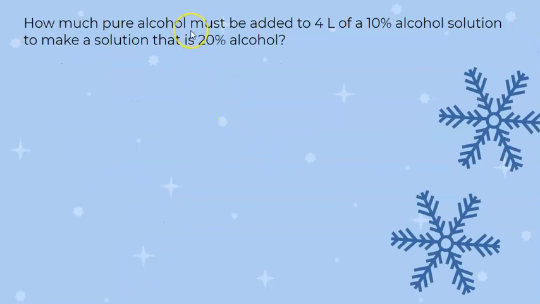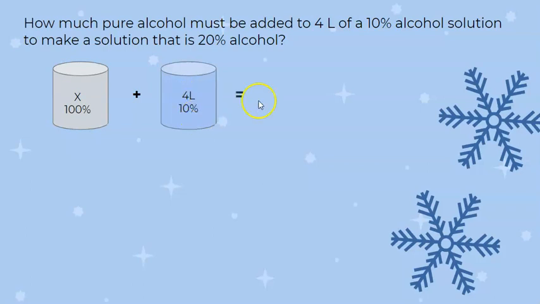Alright, on the next one, how much pure alcohol must be added to a 4 liter of 10% alcohol solution to make the solution 20% alcohol? Now, when we say pure alcohol, we're talking 100% alcohol. So, we have some amount at 100% alcohol. Adding that to a solution that is 4 liters and 10% alcohol is going to equal the amount, x plus 4, and the percentage we're aiming for is 20.